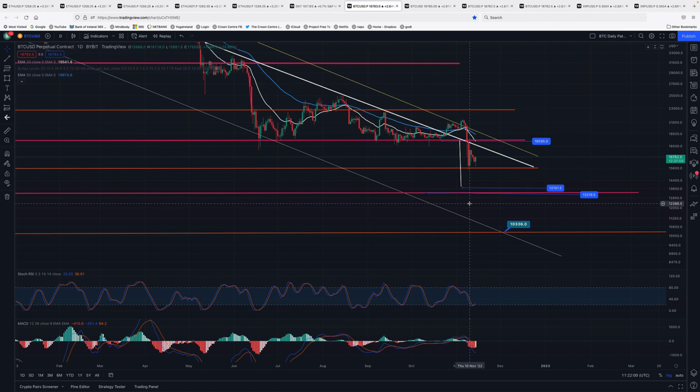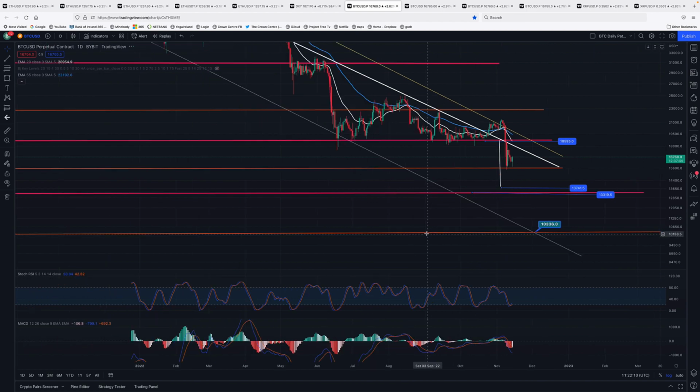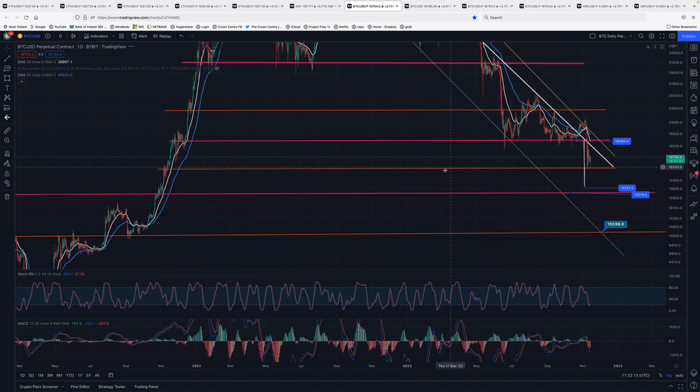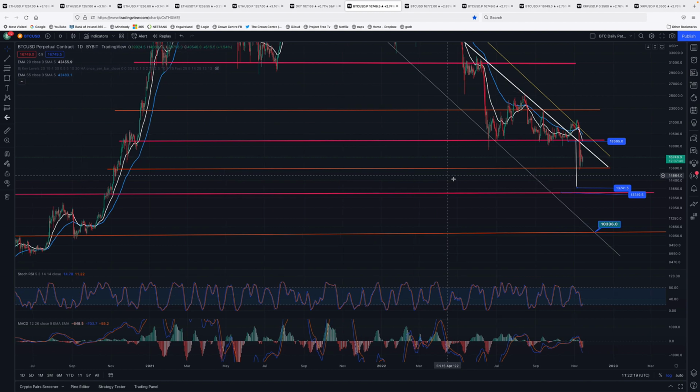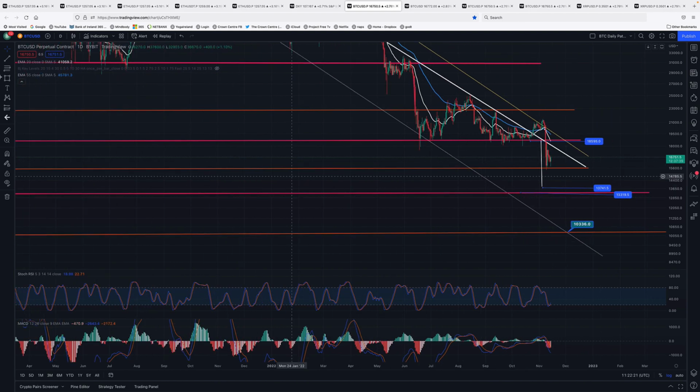What do I mean by that? I'm going to start with Bitcoin, because Bitcoin is clearer in terms of where it is. Ethereum is somewhere in between 2 levels. So Bitcoin is clearer, and Bitcoin is on the 15,600 support and resistance line, and it's holding it.